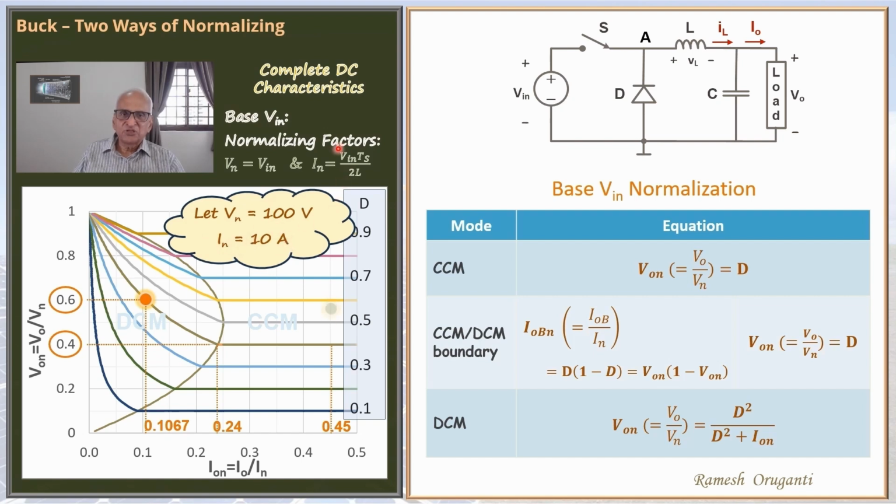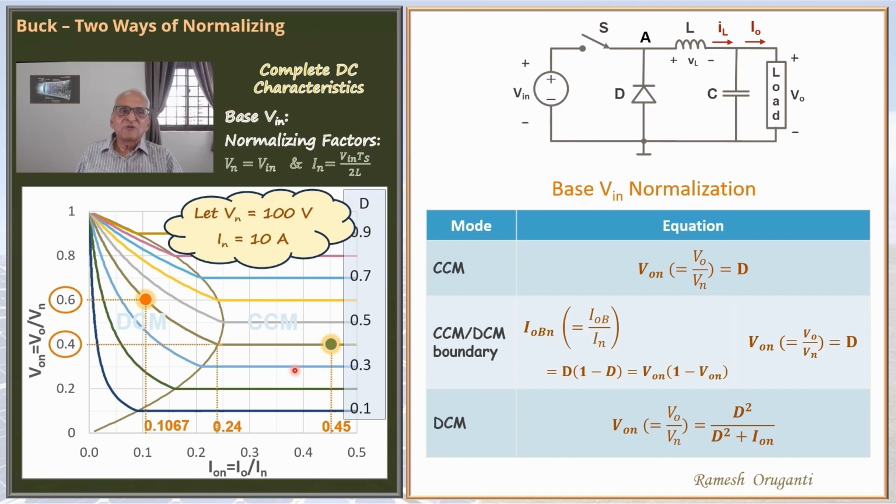Consider the operating point here. The normalized current is 0.45, but that is assuming a base current of 10 amperes. If Vin changes and the 10 amperes becomes 12 amperes, 15 amperes, then ION will change even when the actual current does not change. As Vin changes, the normalized output current will change. So it's not convenient to use this normalization if Vin is changing.